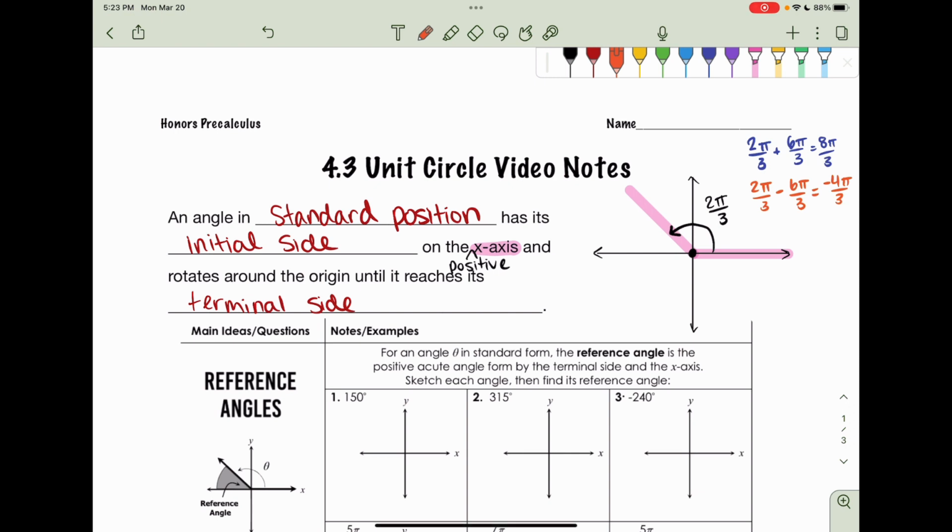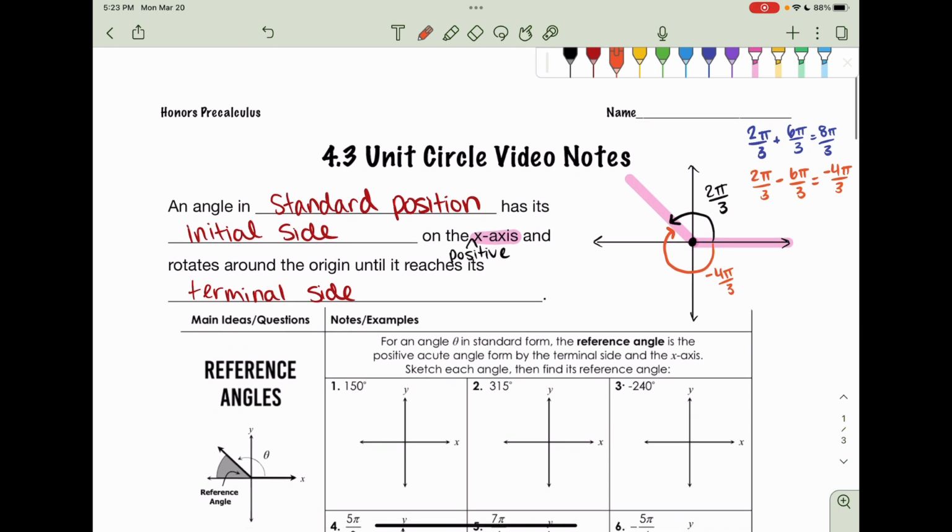Now we know positive angles start at that positive x-axis, the initial side, and travel counterclockwise. So we'll start in the same place and travel 4 pi over 3 clockwise to go in the negative direction. So that is negative 4 pi over 3, and I sketch the arrow to represent the angle, and it starts at the positive x-axis, that is the initial side, and ends at the terminal side, that is wherever the angle lands. Okay, so that's a quick example of a positive coterminal and a negative coterminal.